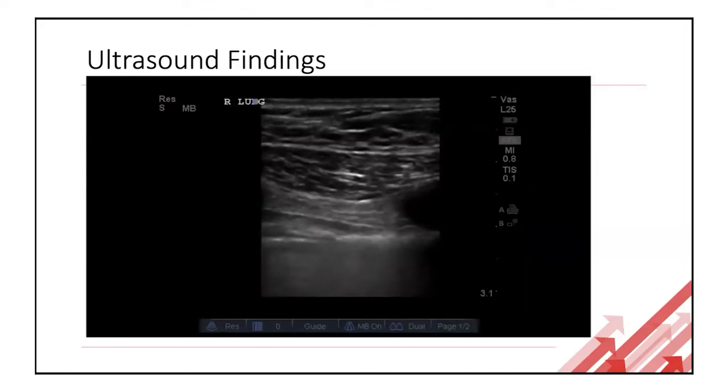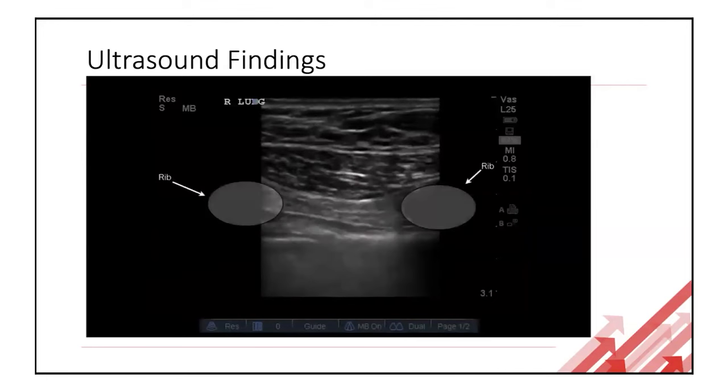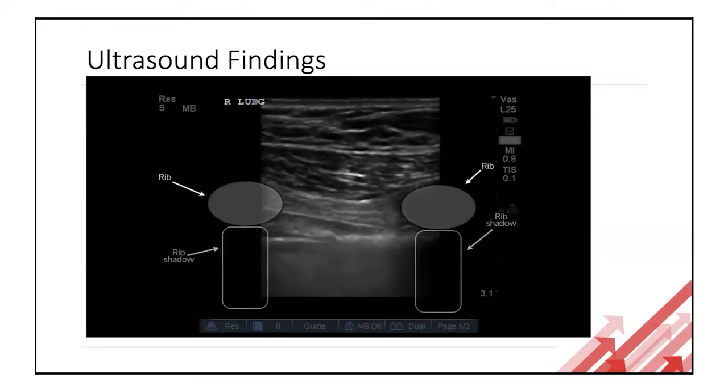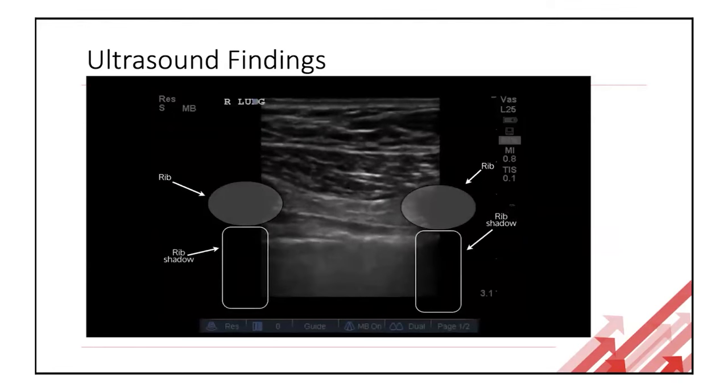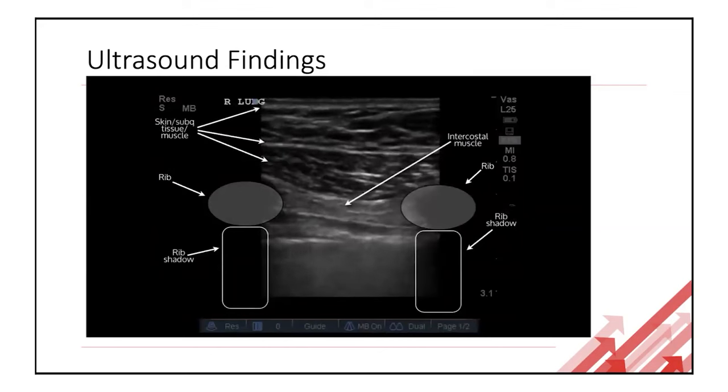Now, this is what you're actually going to see when you're looking at the ultrasound image. You're going to see some cross-sectional cuts of the ribs. Underneath that, you're going to see a rib shadow. Remember, sound doesn't penetrate bone very easily. Your intercostal muscle in between the ribs, skin, subcutaneous tissue, and muscle above that.